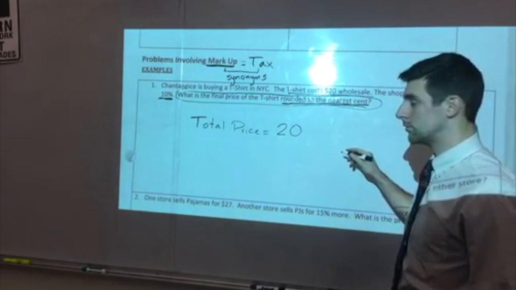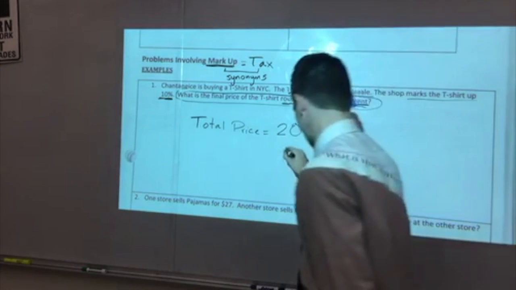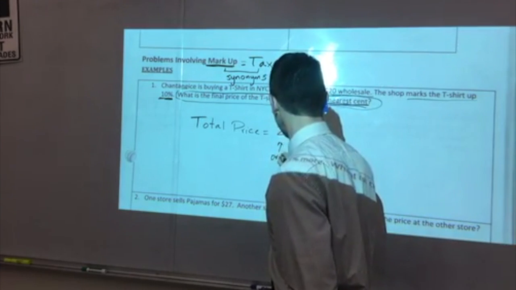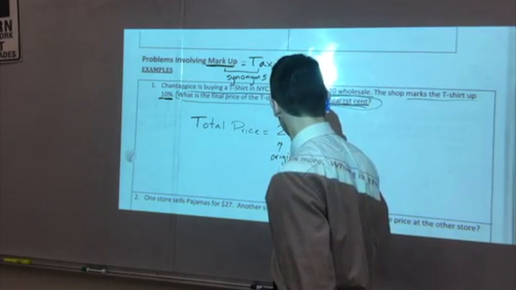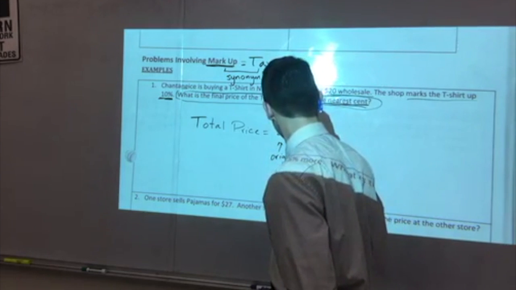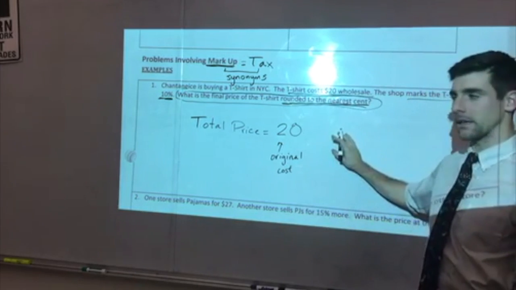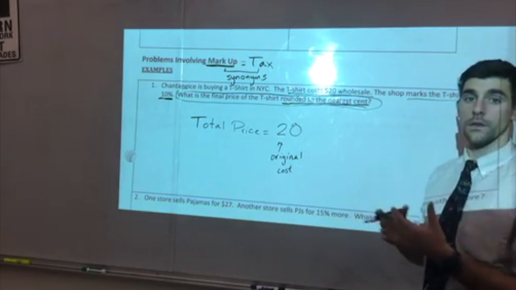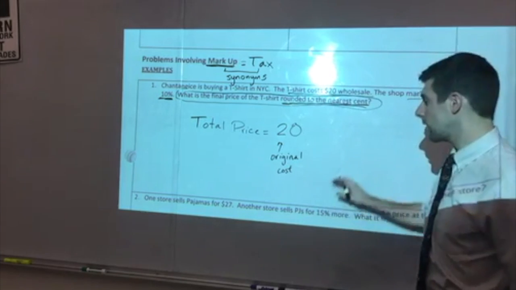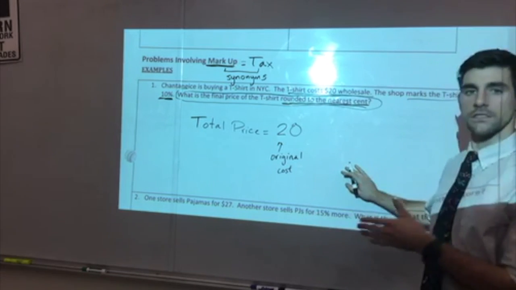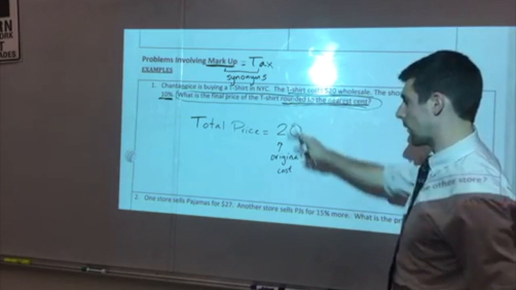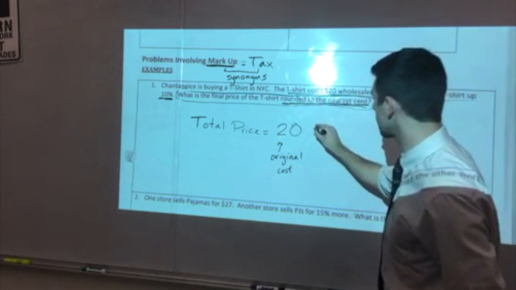Mr. Riggs, can you write original cost? Absolutely. And as a general rule, it's always a good idea to give your numbers meaning. That makes it clear to us that we understand that you understand. And also, like, if a stranger were to look at your problem, they would understand exactly what you're doing. Like, this 20 represents the original cost of the t-shirt.